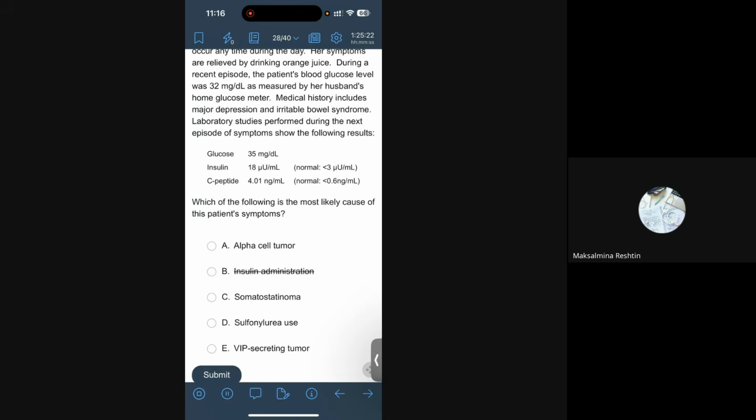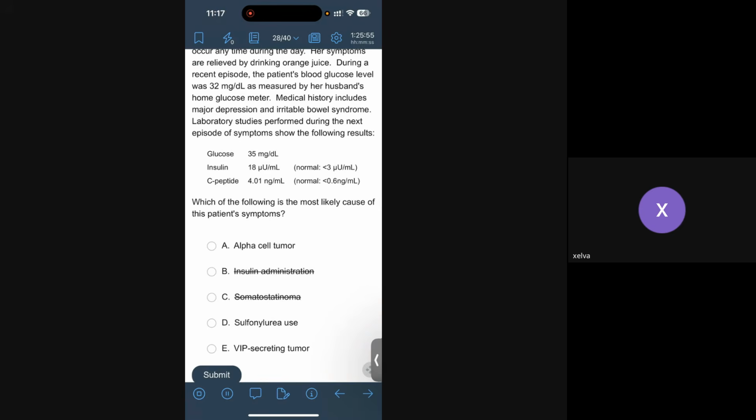And in somatostatinoma, if I say C is the right answer, then what change should I make in this question? What is the relationship between somatostatin and insulin? Somatostatin inhibits insulin secretion. So with somatostatin we would have decreased insulin levels, not increased insulin levels, right?